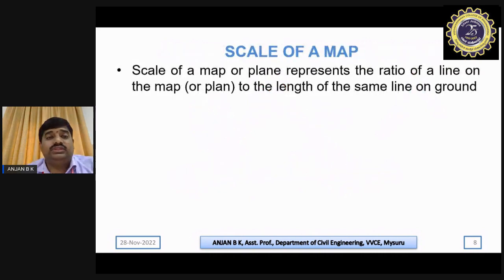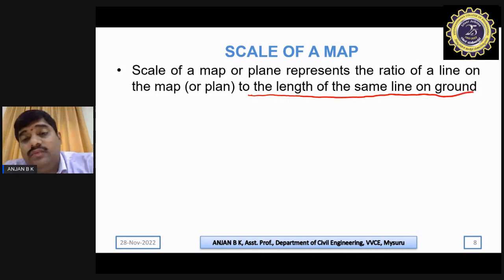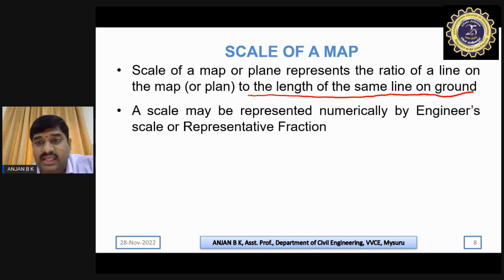Coming to scale, this is one of the important topics which will be asked in the GATE. So what is scale? Scale is a ratio representing the length of a line on the map to the length of the same line on the ground. On the ground we will be measuring in terms of kilometers, but on the drawing sheet, we will be representing them in terms of reduced lines. So that is where we require scales.